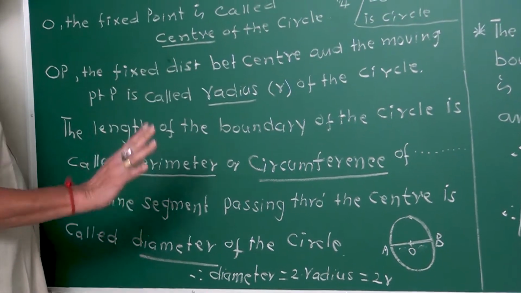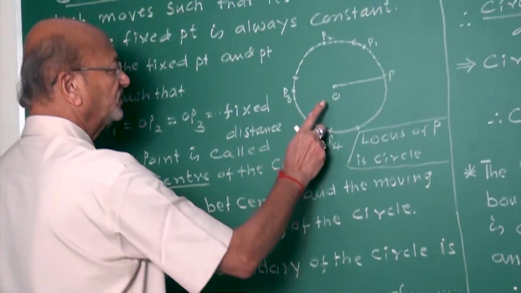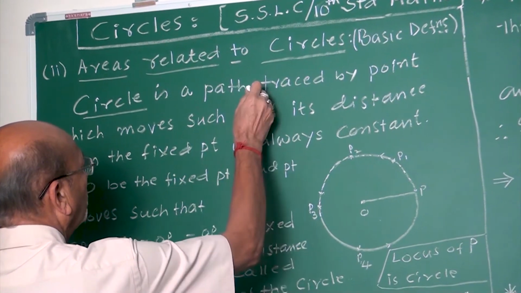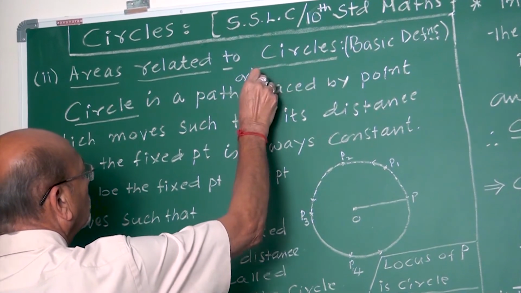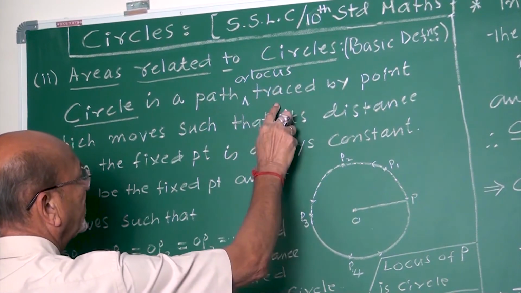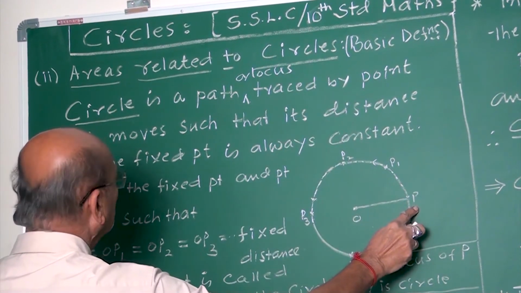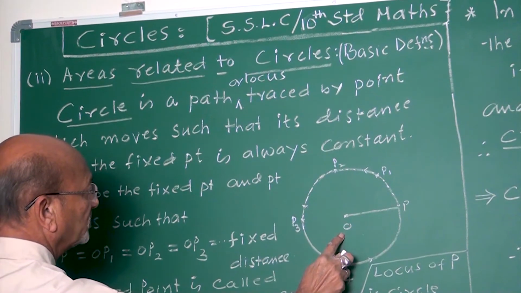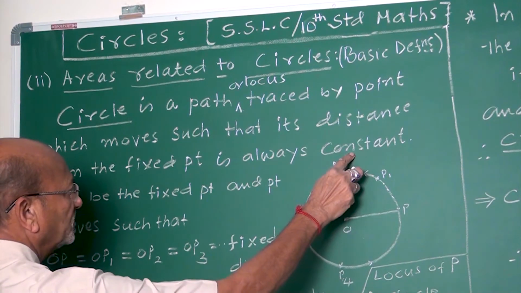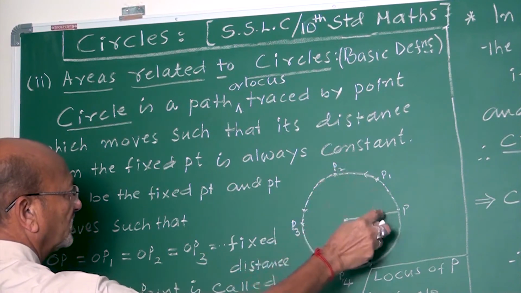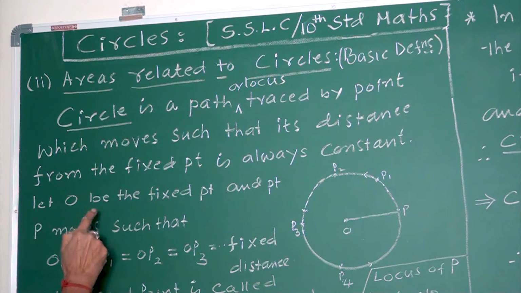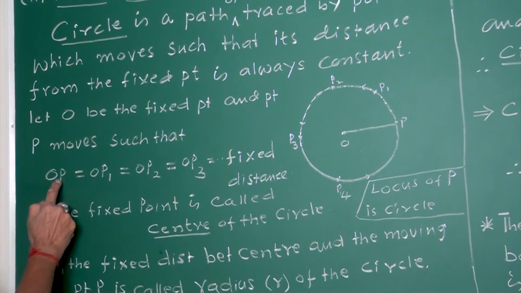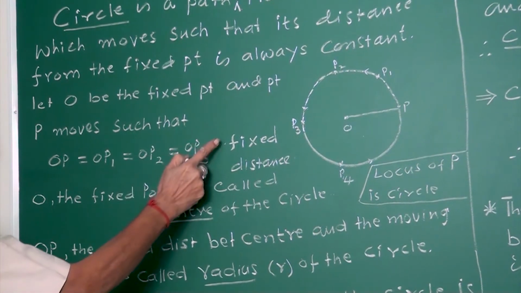I will explain once again, my friends. A circle is a path or locus, the locus traced by a point P which moves such that its distance from a fixed point is always constant. Let O be the fixed point, and the point P moves such that it keeps the same fixed, constant distance.